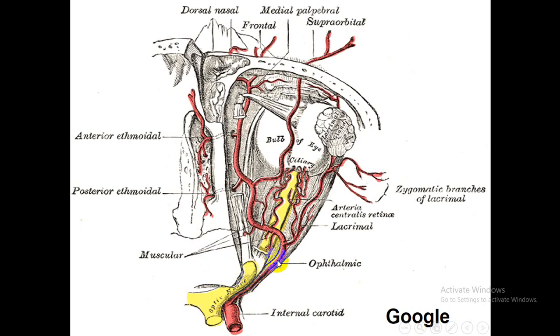At first the ophthalmic artery lies below the optic nerve, but gradually winding around the lateral side of the optic nerve, it crosses above the optic nerve to reach the medial wall of the orbit.